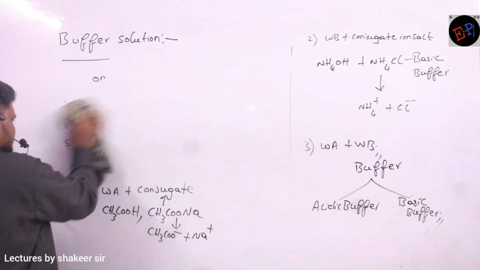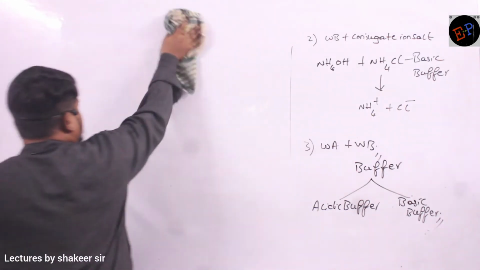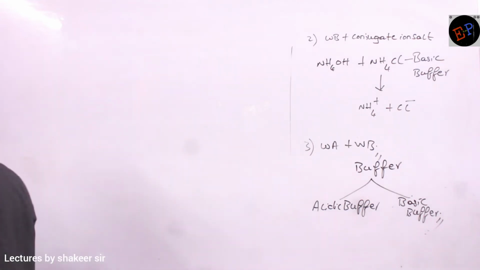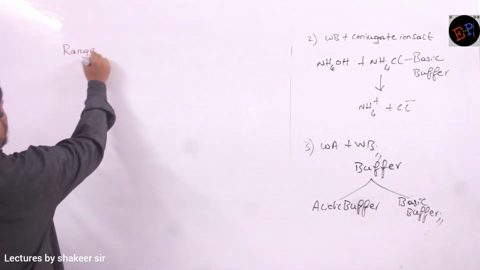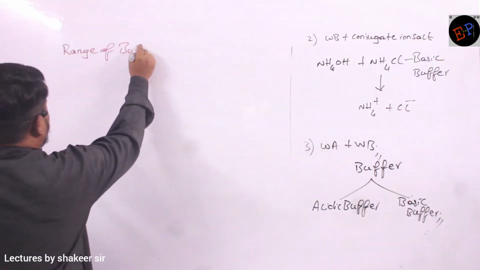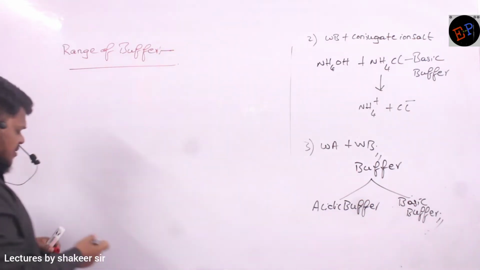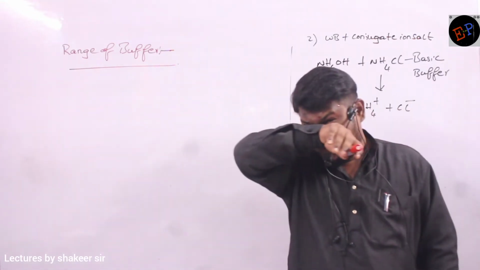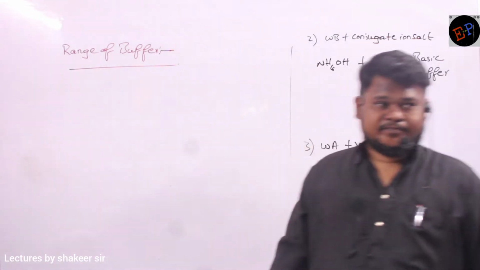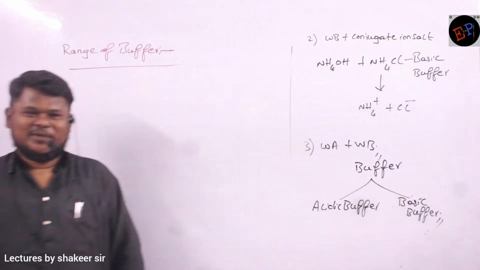So the next concept which we study is the range of buffer. What is meant by range of buffer? It is the range up to which a buffer behaves like a buffer. After that it will not behave like a buffer. Are you able to understand?